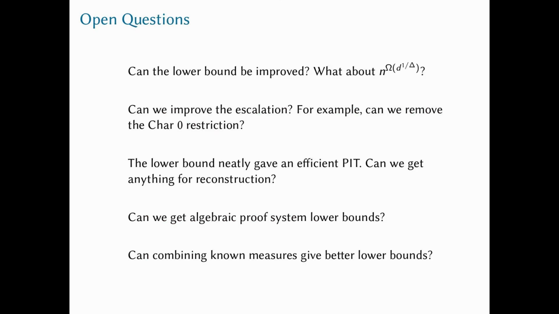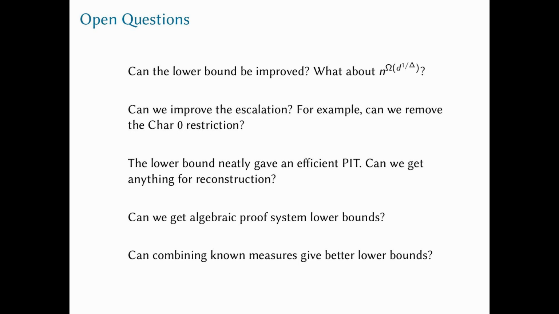So thank you. For now, we still have some open questions. The first thing is, can the lower bound be improved? For example, we get something in n to the d to something which exponentially decreases with delta. Can we get only something in n to the d to the 1 divided by delta, which is, I guess, the supposed bound? Secondly, can we improve the escalation? For example, can we remove the characteristic 0 restriction? I said it just appeared in the transformation from general circuit to homogenized circuit. So can we gain something here?